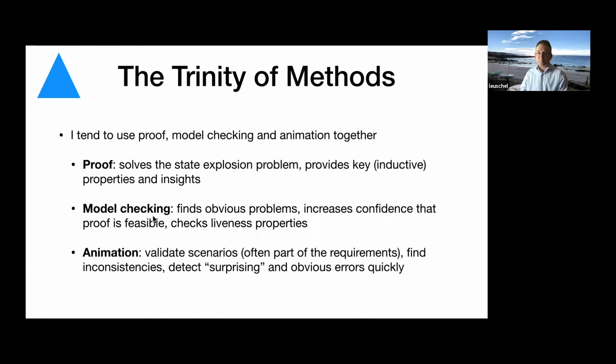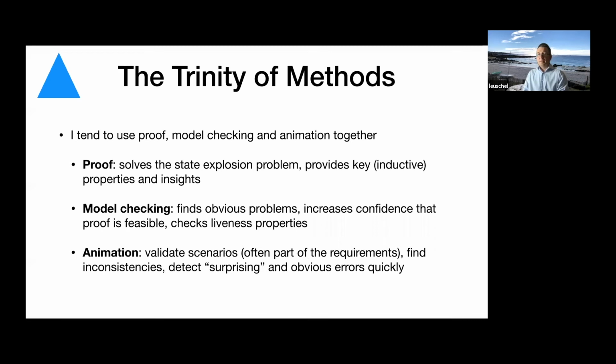And then animation and visualization is very useful for validation and detects inconsistencies and also surprising, obvious errors, right? I mean, like the fact that the train was growing is something you probably wouldn't have thought of before. There's a property that sometimes arises where you didn't think about those properties.